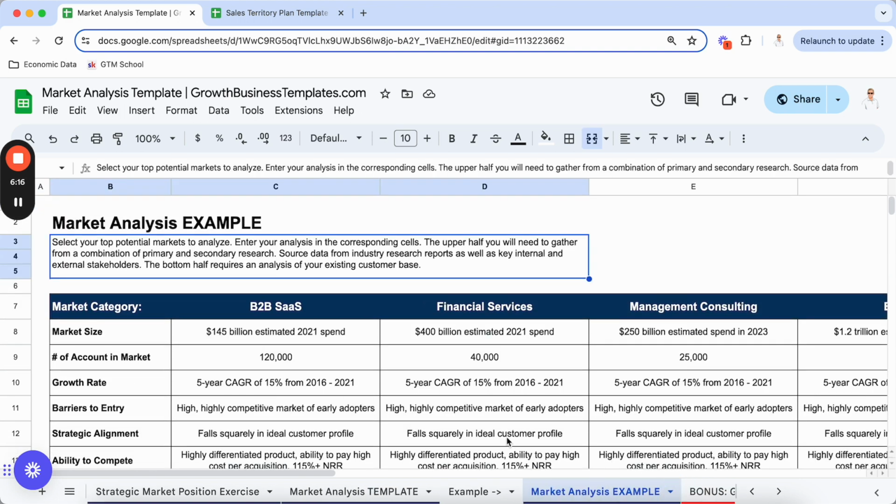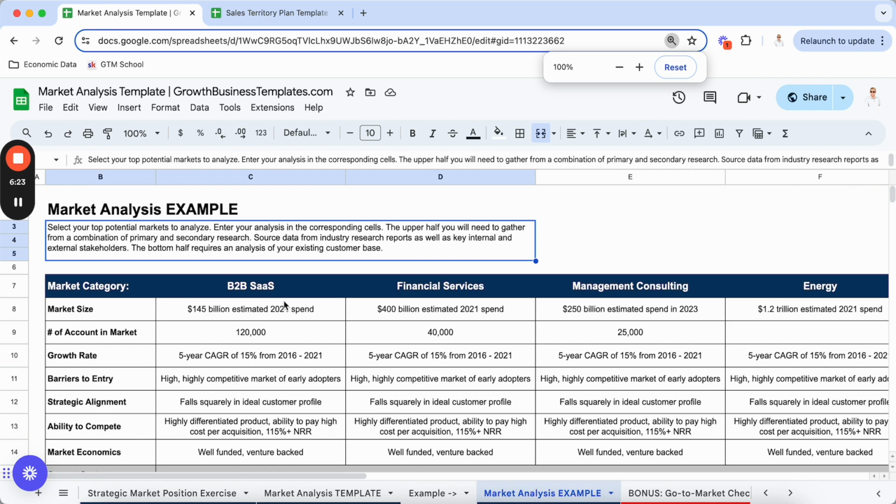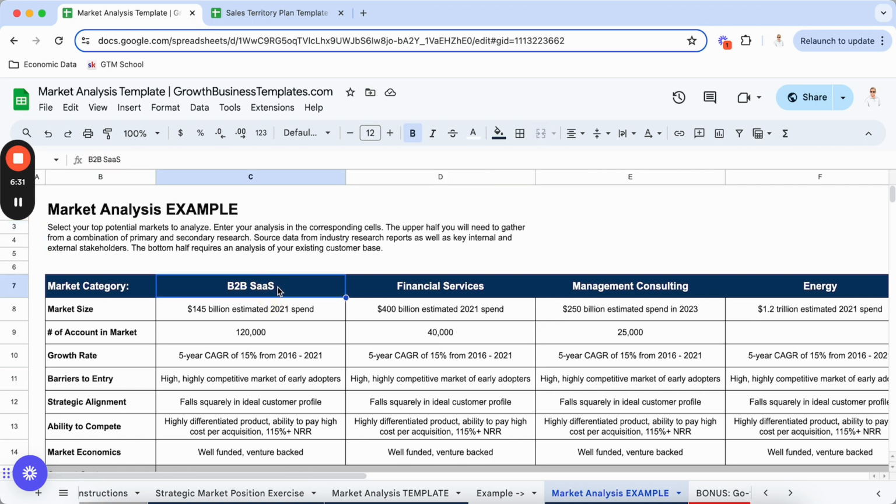So let me go to the example because I think that really contextualizes it for you. So let's say you are, we'll zoom out. I put in 4 market verticals, for example. So let's say you have customers that are B2B SaaS customers. They're buying your product. You have customers in the financial services industry, management consulting, energy. What I've included are the criteria that we include in our analysis to then evaluate these different markets and determine which is the best one to pursue.